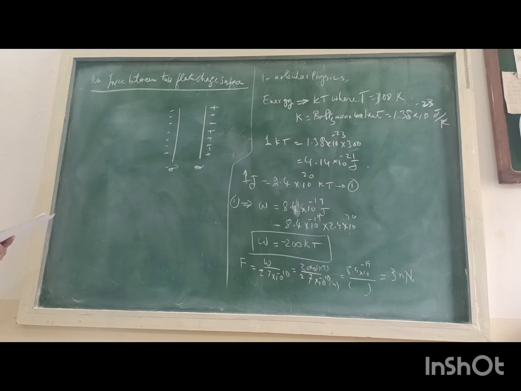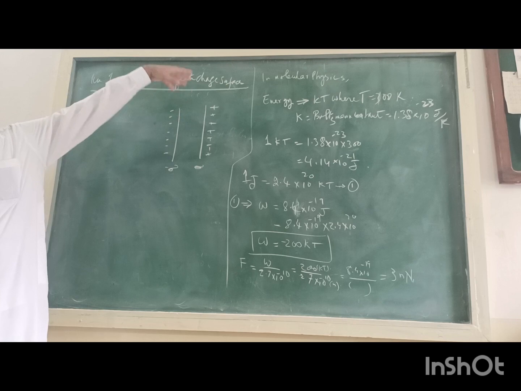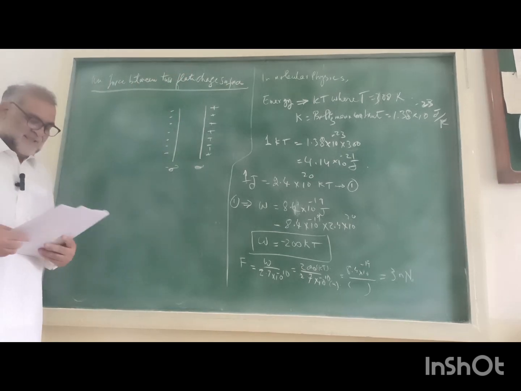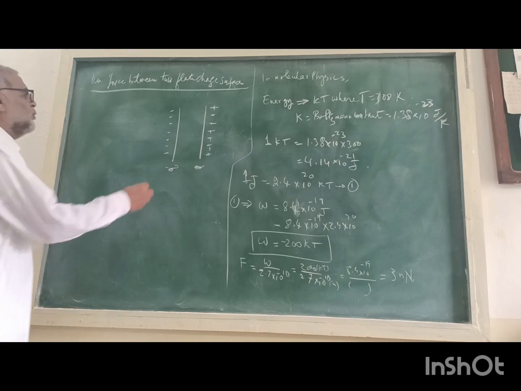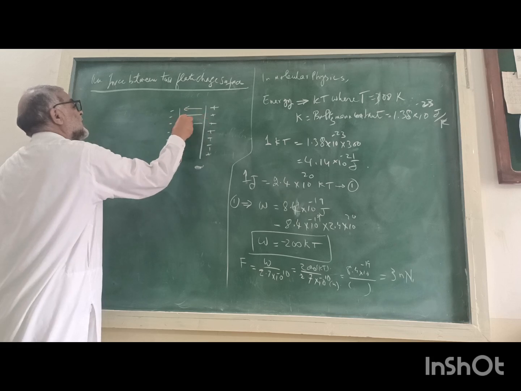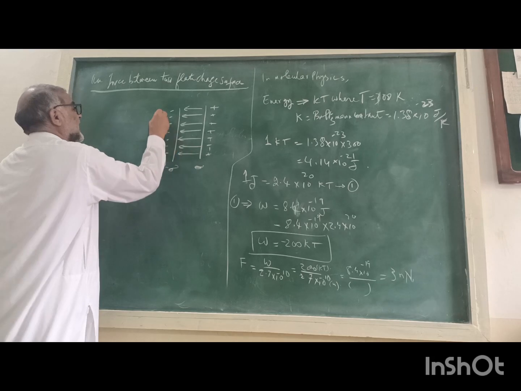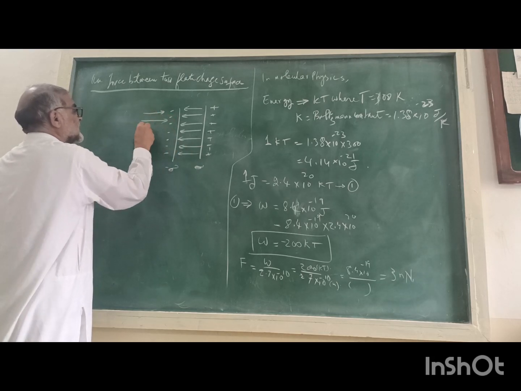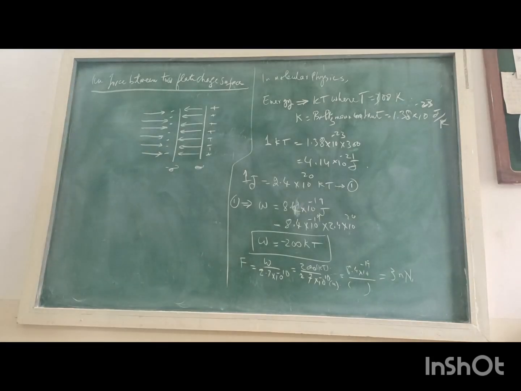So from the field theory, we will say that one charged body interacts with the field produced by the other. So there will be a field. A field will be away from the positive and towards the negative. Right? And similarly from here it will be like this.